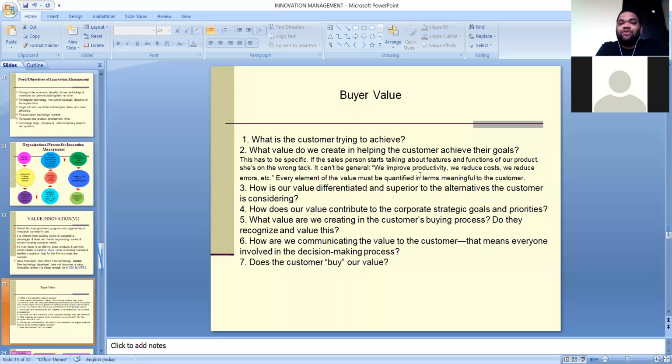Customer buying our value means not in terms of price, not in terms of the product. Whatever respect we are providing to the customers, whatever interaction with the customers, whatever service provided, whatever value we have created, they are buying again. That we call the buyer value, the superior buyer value. So that is what we sometimes call value innovation.